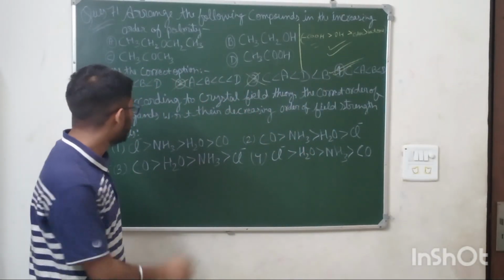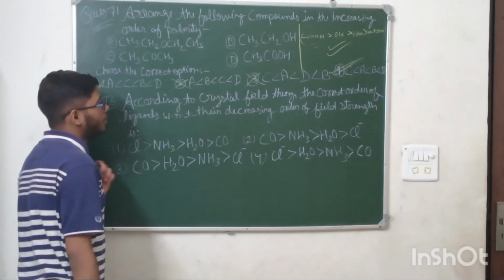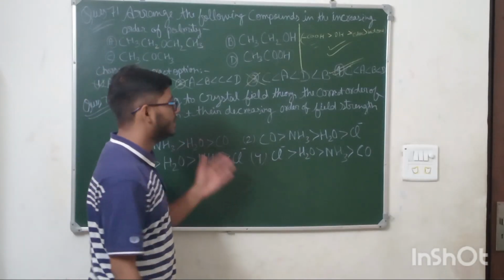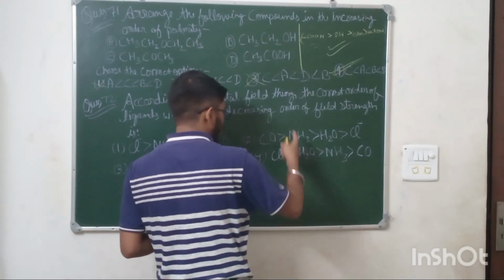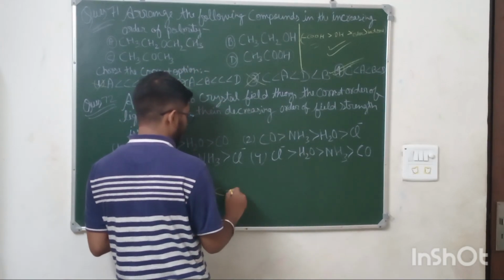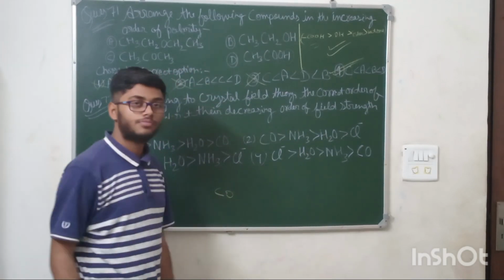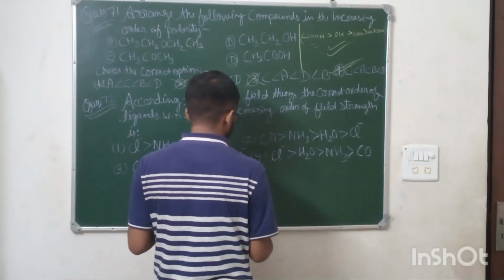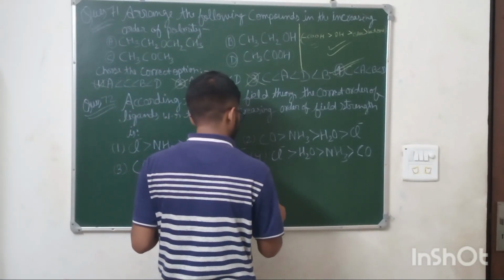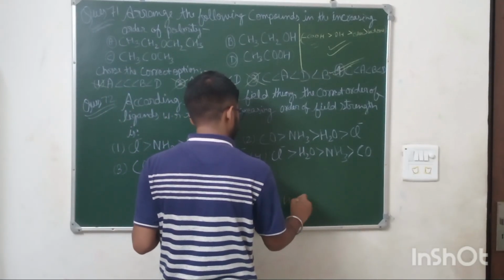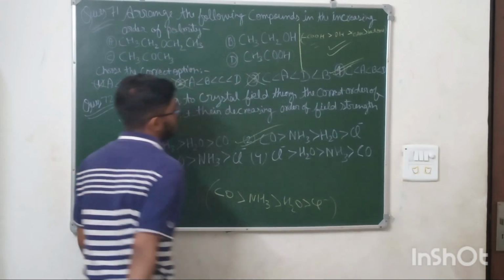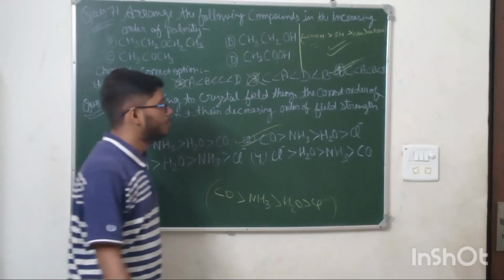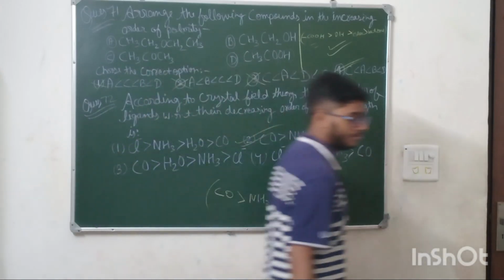Okay, moving on to question number 72. According to the CFSE theory, the correct order of ligand strength is based on your memory. If you remember, then the CO group has the highest strength, and then NH3, then water, and the last is the halogen Cl minus. This is the order. If you see, option number second is the answer. Very easy question. Okay, moving on to the next questions.